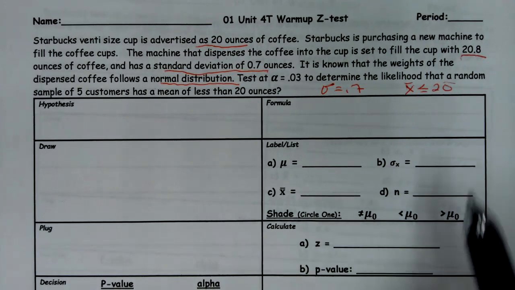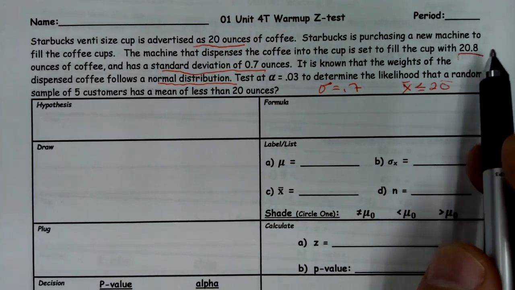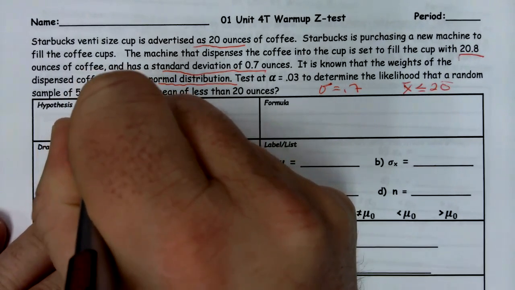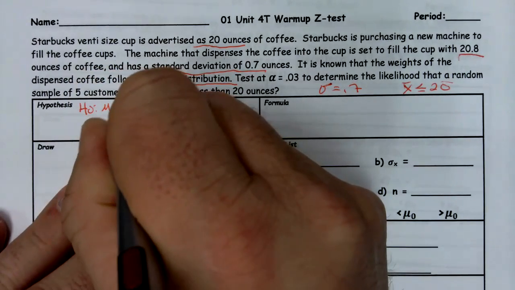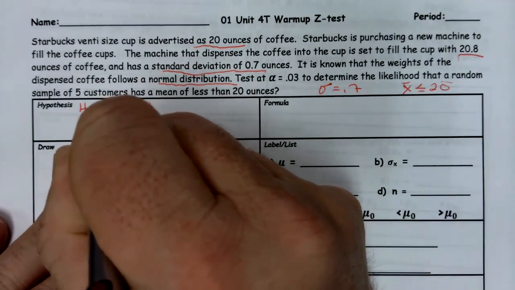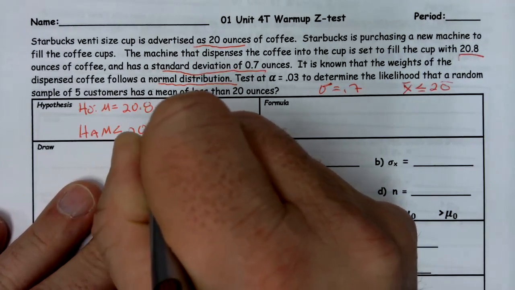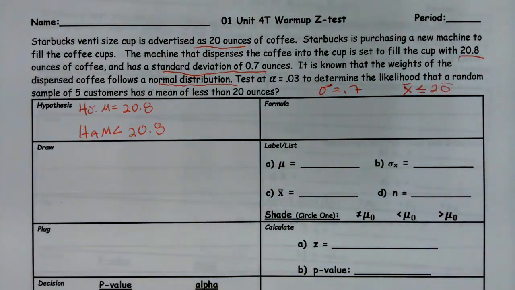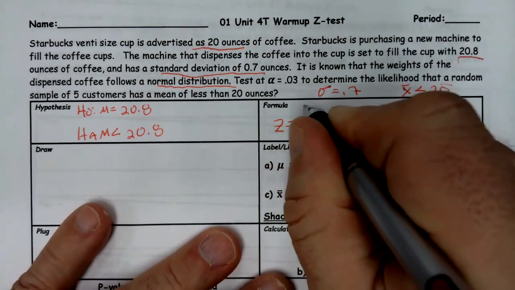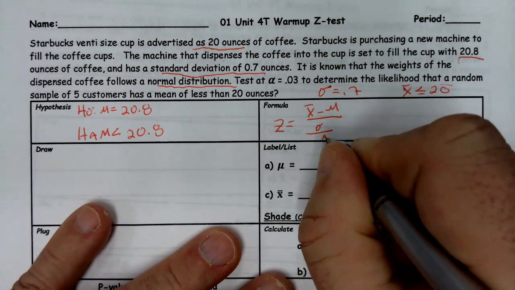So our null hypothesis is that the machine is set for 20 ounces. All right. So our mu, our population mean, is 20.8. Our alternative is that it's less than 20.8. Formula: Z equals X bar minus mu, over standard deviation divided by the square root of n.